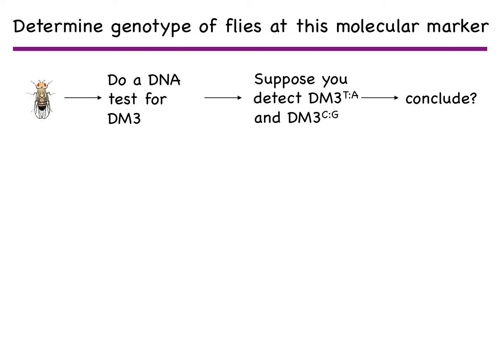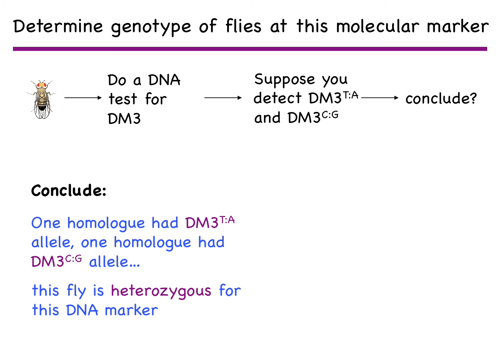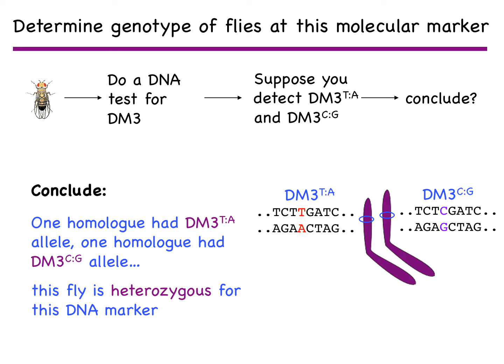Okay, so the way we determine the genotype for this molecular marker is we just do a DNA test for the DM3 locus, and suppose you detect DM3TA and DM3CG. What would you conclude from that? What you should conclude is that one homolog had the DM3TA allele and the other homolog had the DM3CG allele. So that would tell you that this fly is heterozygous for this DNA marker. One of the homologs has the TA allele and one has the CG allele.